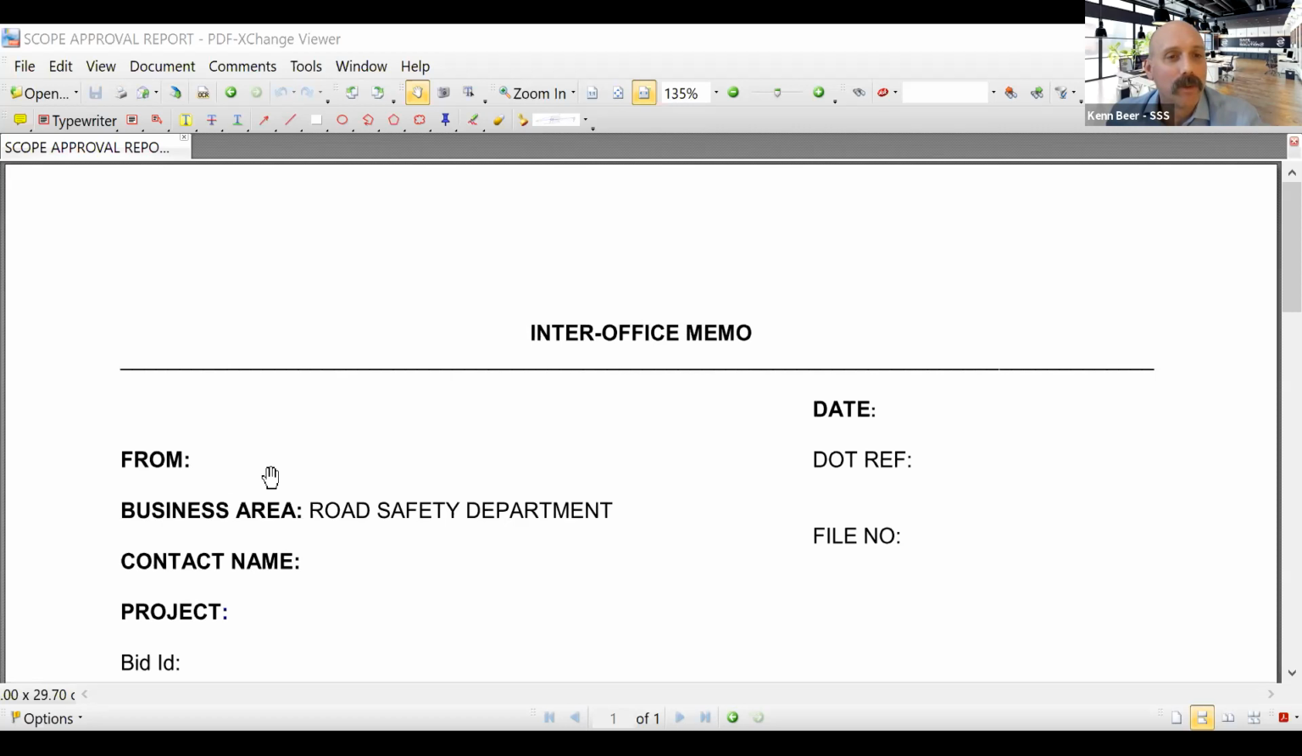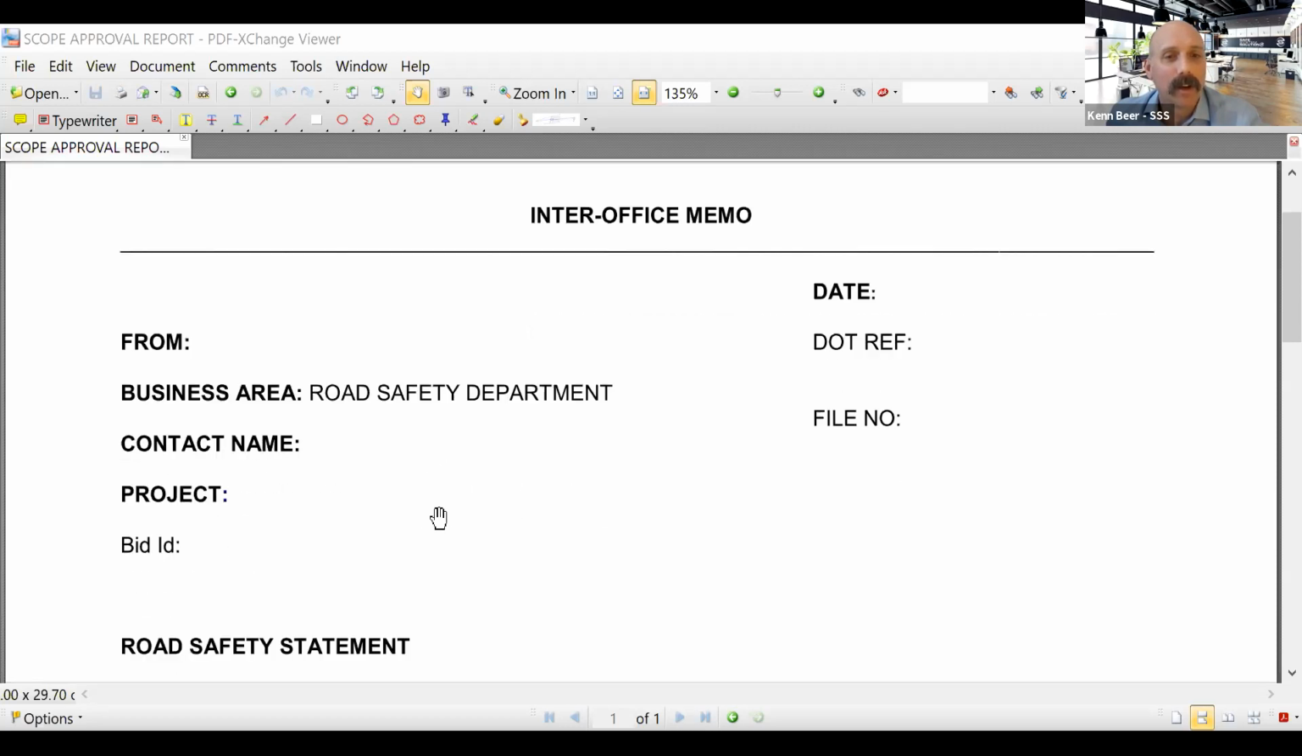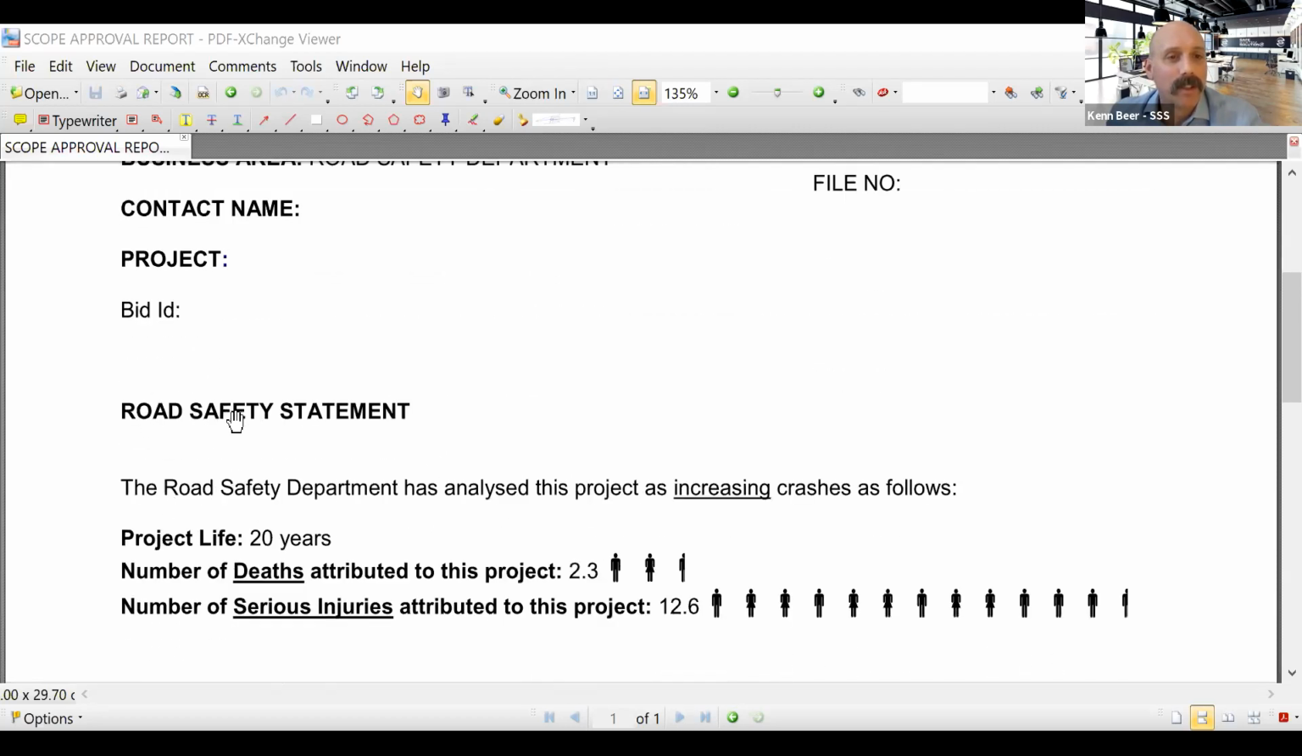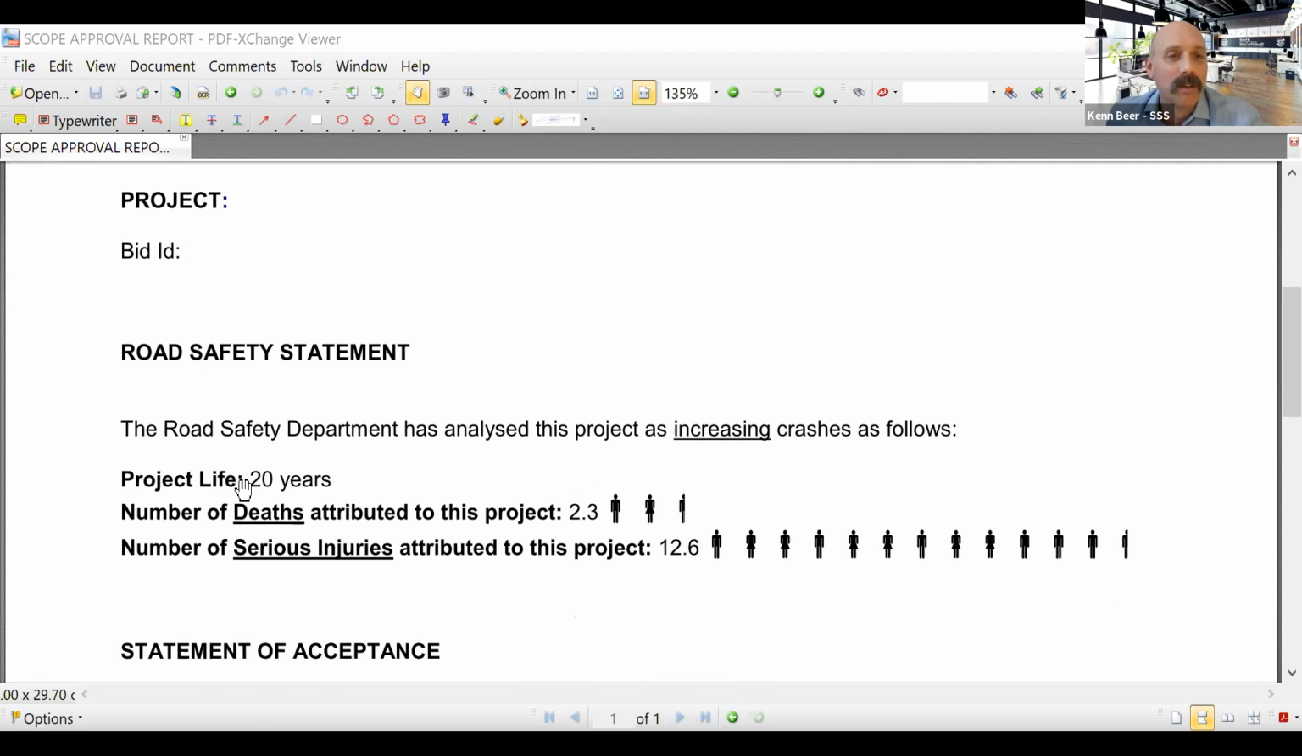new traffic signals, so RIP roundabout, from the road safety department. So this was the memo. Road safety. The road safety department has analysed this project as increasing crashes as follows. Project life, 20 years for a lot of them, or sort of 15 years, but anyway. Number of deaths attributed to this project, 2.3.